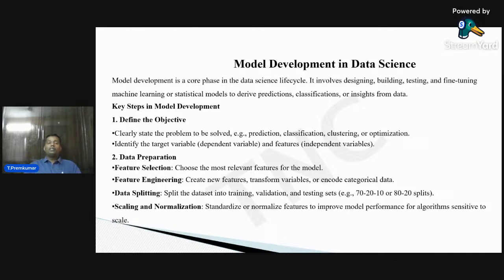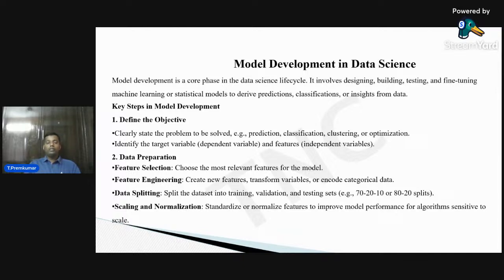The key steps involved in model development: first, clearly state the problem to be solved, and identify the target variables and the features, whether an independent variable or a dependent variable. The next one is data preparation. We have feature selection, feature engineering, data splitting, scaling, and normalization.